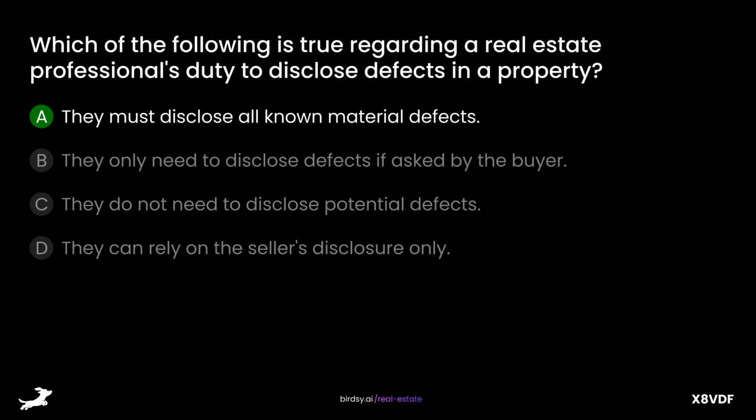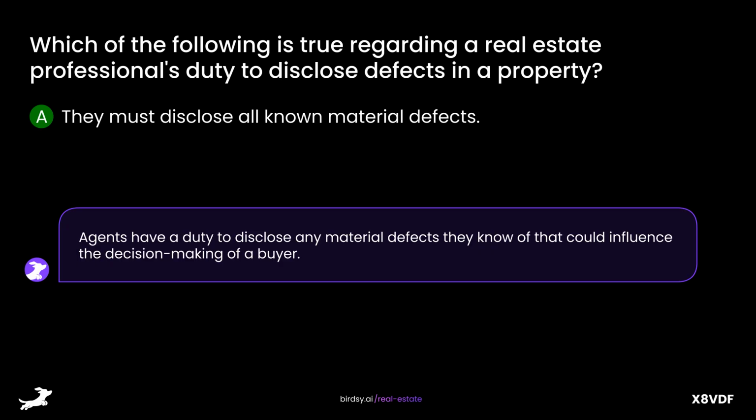The answer is A, they must disclose all known material defects. Agents have a duty to disclose any material defects they know of that could influence the decision-making of a buyer.